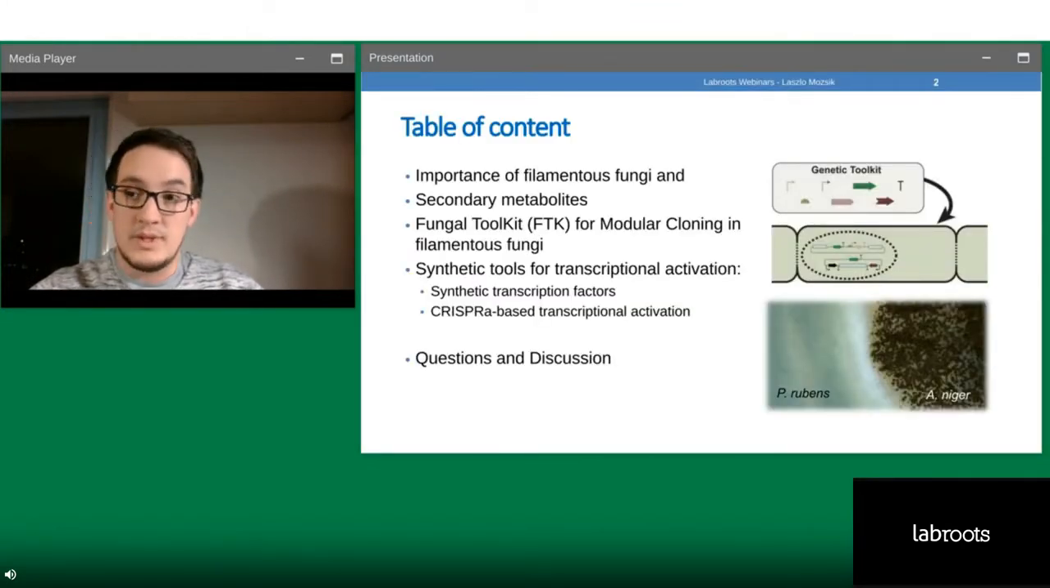As a table of contents for the presentation, I would like to talk about the importance of filamentous fungi and the secondary metabolites that are produced by fungi. I would like to introduce our new fungal toolkit for modular cloning, synthetic biology tools for filamentous fungi, and the synthetic transcriptional factors that we create with this toolkit, as well as, in the title of the presentation, CRISPR-based transcriptional activation tools. And we will close with a summary and answering questions.